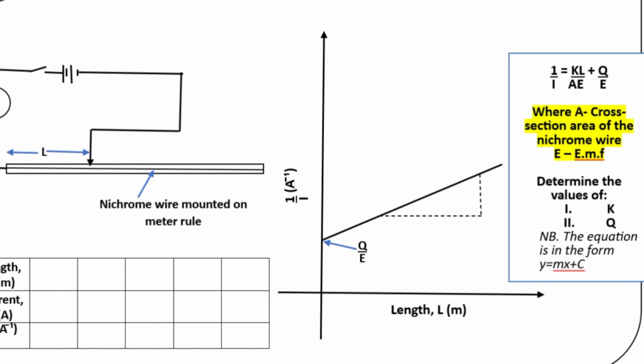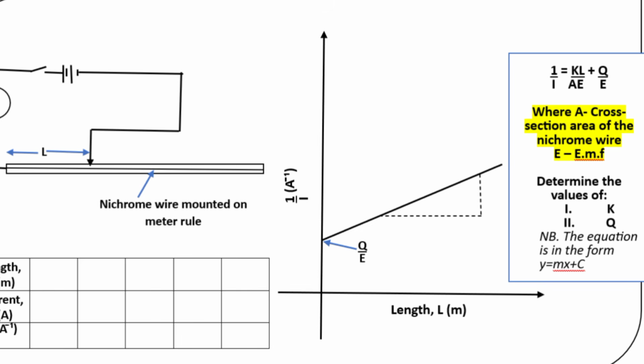Then you replace the values of area and EMF as you got from above. With the slope, what you do not have is only K, so you can get it. Then Q over E represents the intercept. The value you read from the 1 over I intercept will give you Q over E, whereby you already knew the value of EMF, so you can be able to get Q.